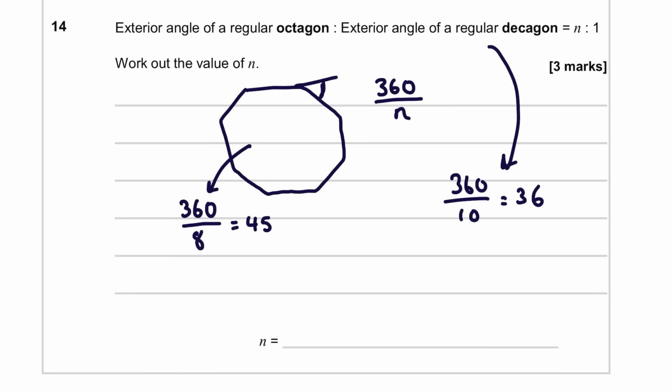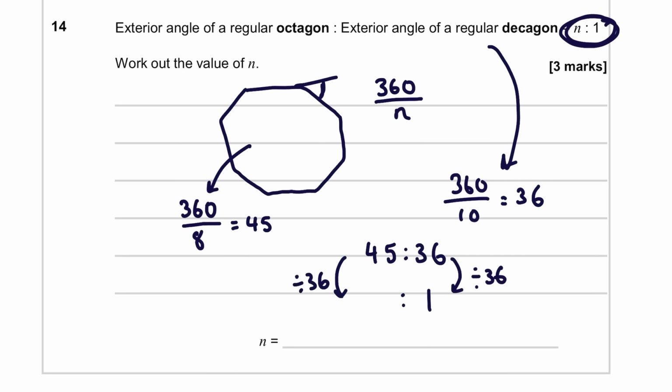If we put that in a ratio, it will be 45 to 36, but we've been asked to make that right-hand side value 1. What have I done to the right-hand side to make it 1? I've divided by 36, so to keep this ratio equivalent, I also need to divide the left-hand side by 36. 45 divided by 36 is 1.25. Now, we normally wouldn't allow decimals in ratios, but when you've been asked what's n, there we go, 1.25. When you've been told to make one of the sides 1, the other side is whatever it has to be to keep it equivalent.